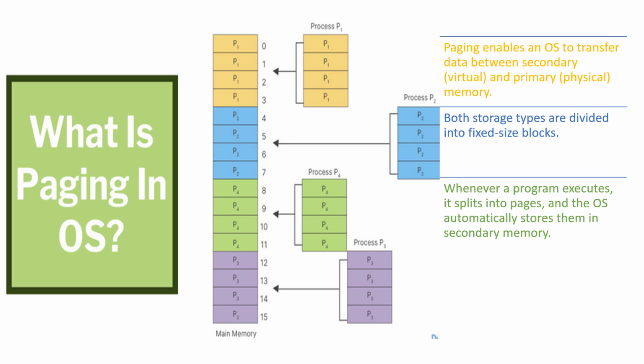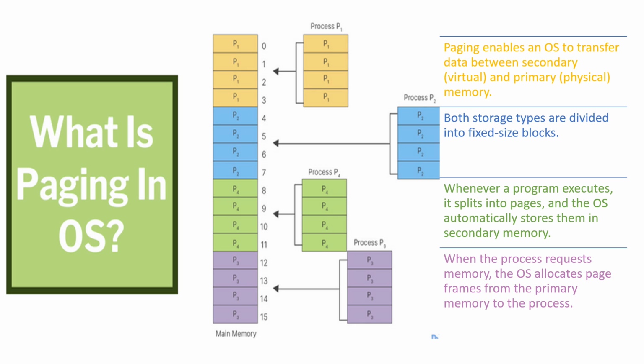Whenever a program executes, it splits into pages, which we can see in the diagram, and the OS automatically stores them in the secondary memory. And when the process requests memory, the OS allocates page frames from the primary memory to the process. So this is what is done with the help of paging.